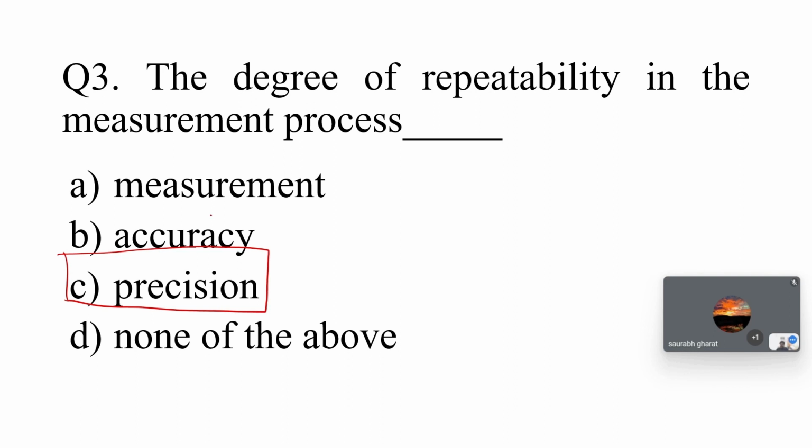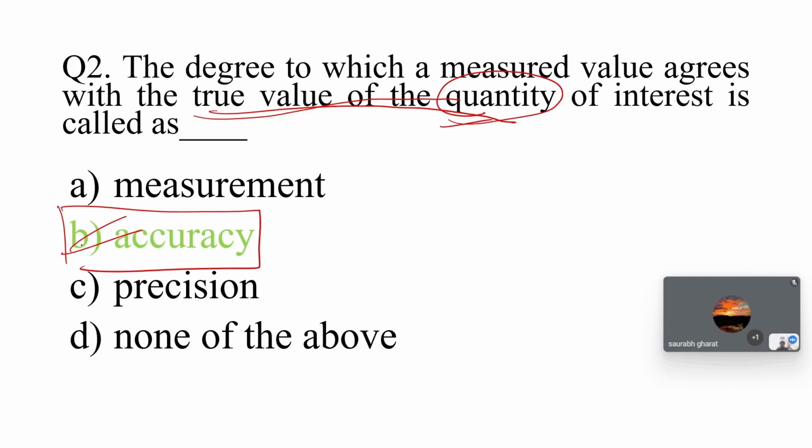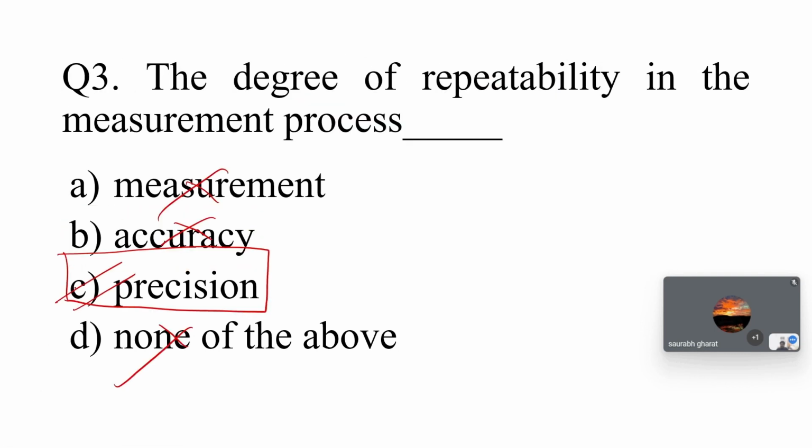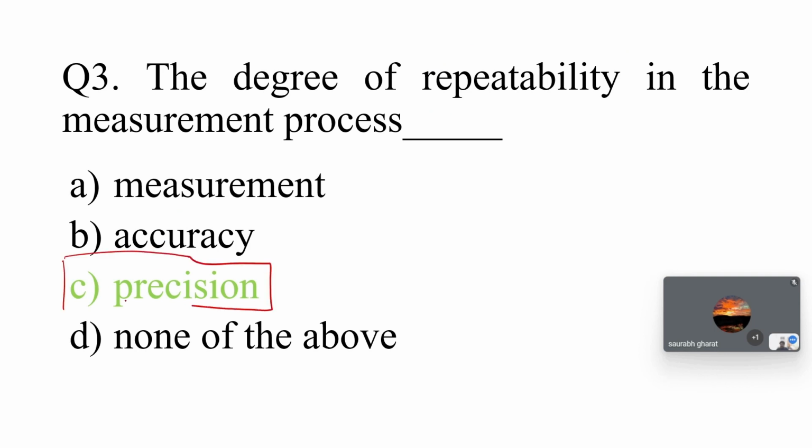Okay. Accuracy is not, and none of the above is not. So precision is the only correct answer. And it is actually the degree of repeatability that is your precision. So precision is the only correct answer. In case of metrology, this is the correct answer.